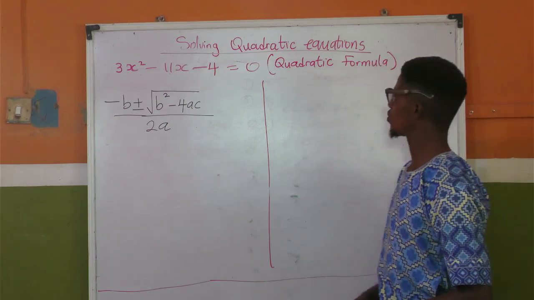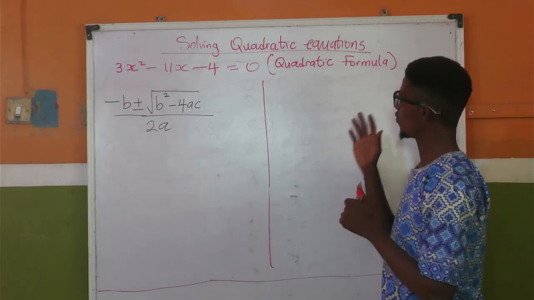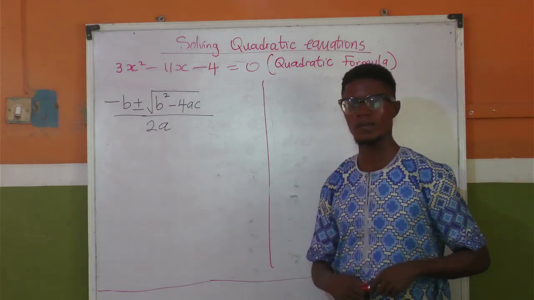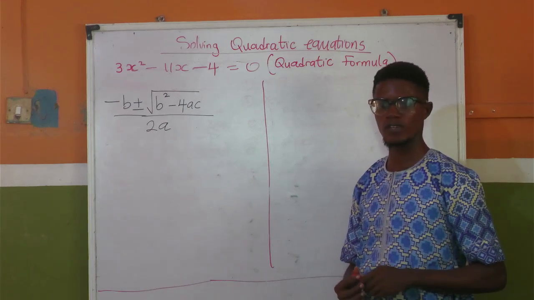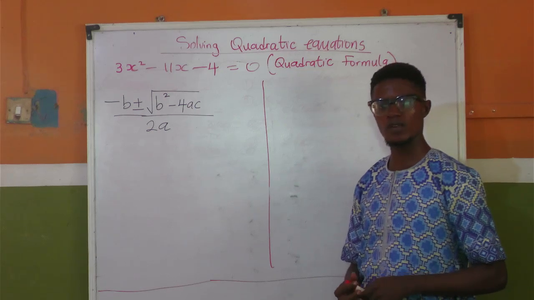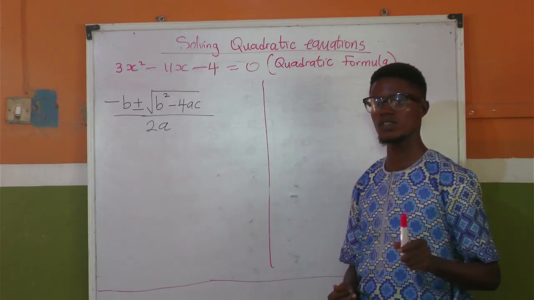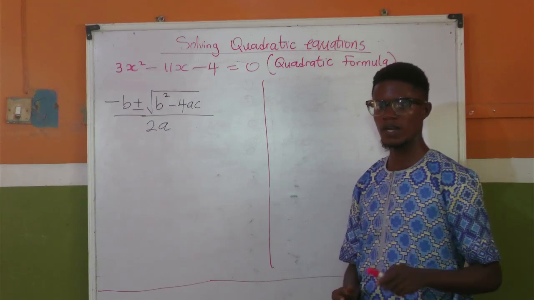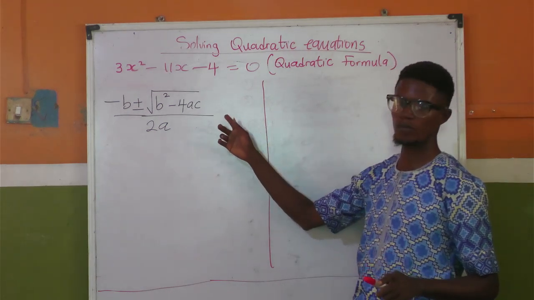Today we are going to be looking at how to solve quadratic equations using the quadratic formula. I mentioned in the last class that we have 3 to 4 methods to solve quadratic equations. But one thing that you must take note of is that not all quadratic equations can be solved using the factorization method. And the way to bypass that challenge is to use what we call the quadratic formula.